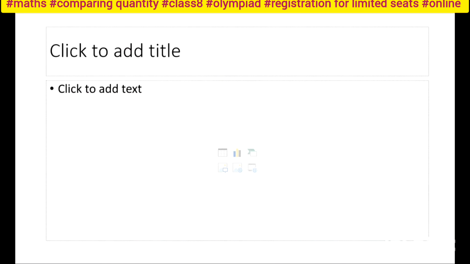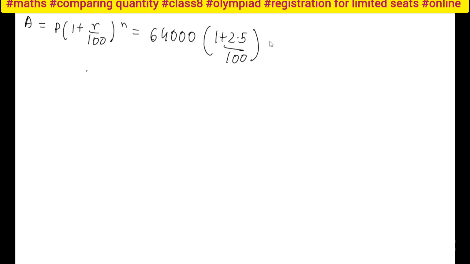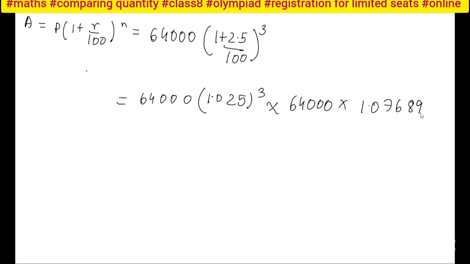Now I will apply my formula. I know the formula for amount is P times (1 plus R by 100) to the power n, or I can say 64,000 (1 plus 2.5 by 100), and my time is 1.5 years, and they are working on half yearly, so I will write it as 3. So it is 64,000 times 1.025 to the power 3, and approximately this comes to 1.07689, or I can say it is 68,880.16.